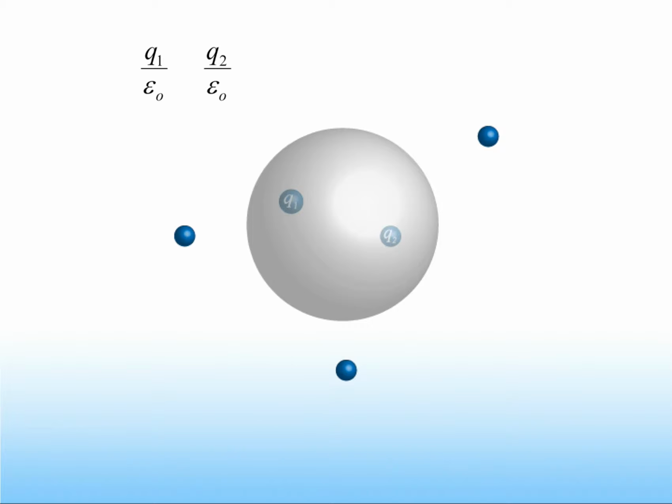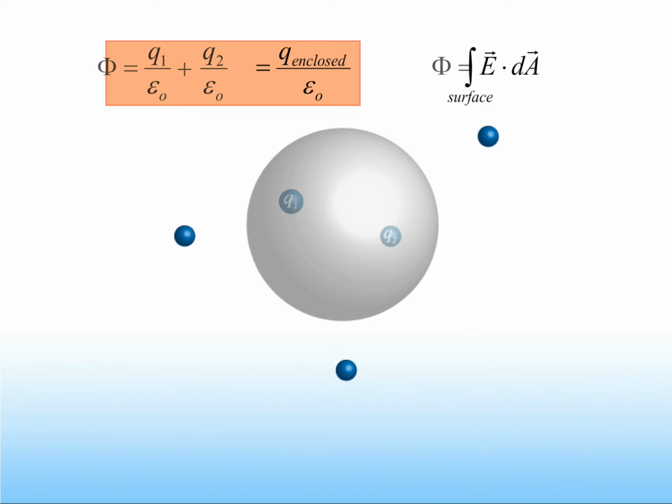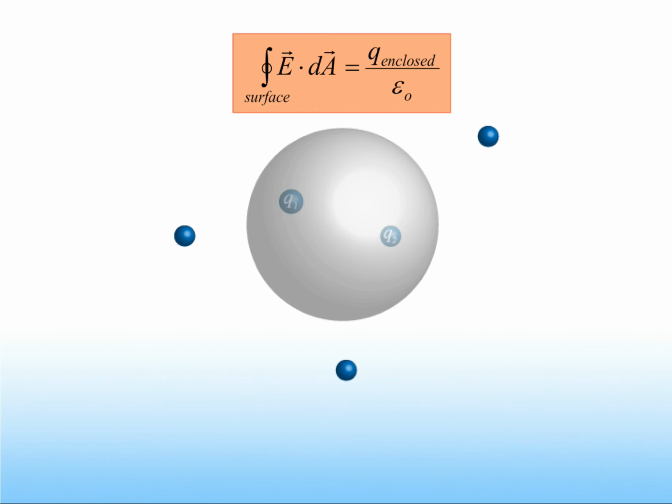We now have our main result. The total flux out of a closed surface is just proportional to the total charge enclosed by that surface. While this concept may seem somewhat trivial, it is in fact one of the pillars of electromagnetism. Combining the above result with our integral equation for calculating the flux due to an electric field, we obtain what is known as Gauss's law.